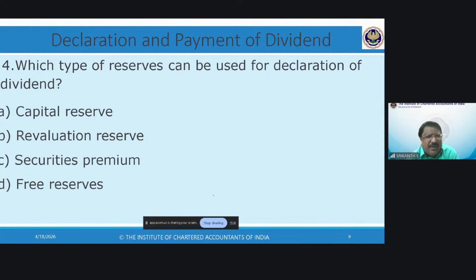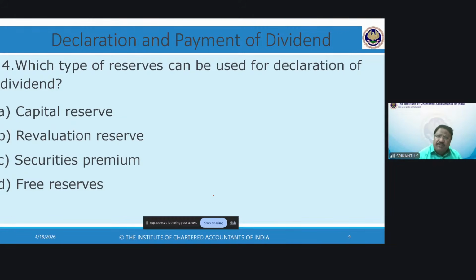The only exception is that any capital profit you can take, sir, provided the capital profit was realized in money, by sale of an asset, etc. That alone you can use for declaring dividend. Otherwise, normally if there is a reserve in the balance sheet, you are not supposed to use it for declaring dividend. Revaluation reserve, no, that is only a notional reserve, and it has a totally different purpose.